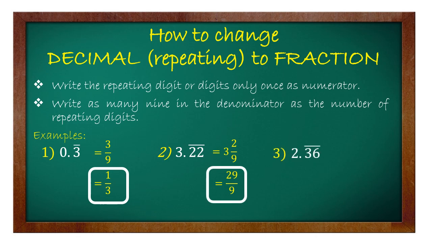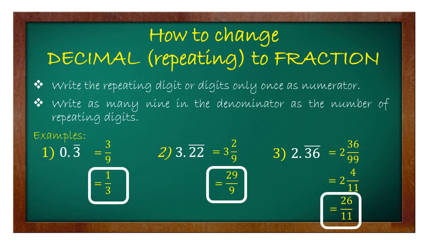Next, 2.36 bar at the top. So, yung 2, siya yung magiging whole number. And then, sa numerator natin, 36. So, dalawa yung umuulit, 3 at saka 6. So, dalawang 9 ang ilalagay natin sa denominator. So, 36 over 99, lowest term niya is 4 over 11. So, 2 and 4 over 11, improper fraction, that's 26 over 11.